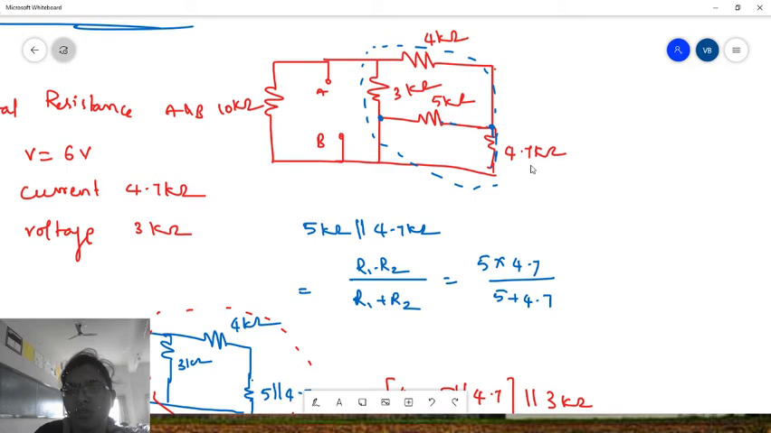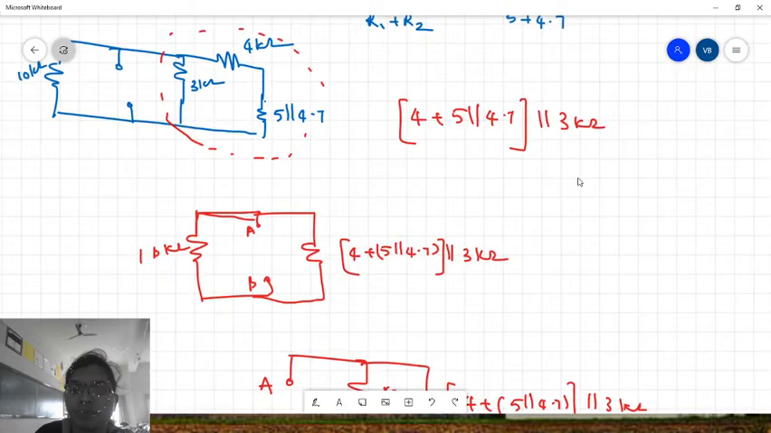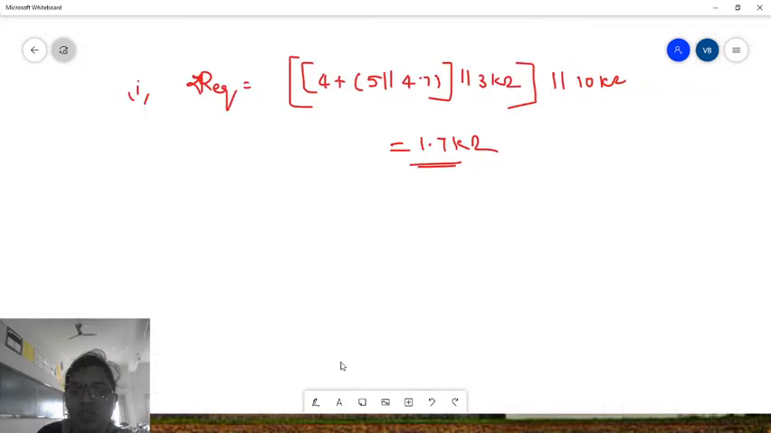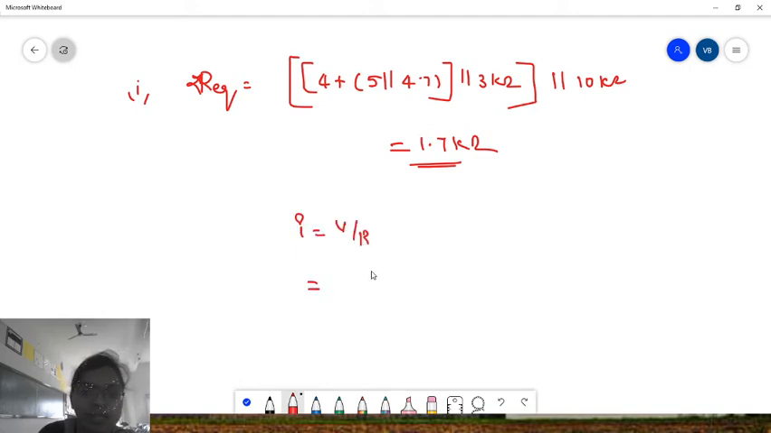If you want to solve the current across the 4.7 kilo ohms, first you need to calculate the total current. So what is the total current in this network? Total current is I equals V by R. What is V? That is already given in the problem: a 6 volt source is connected. So 6 by resistance. This resistance is nothing but R equivalent. You already got the R equivalent, that is 1.7 kilo ohm. So you substitute, then you will get 3.53 milliamps current. This is the total current. Okay, total current you got.